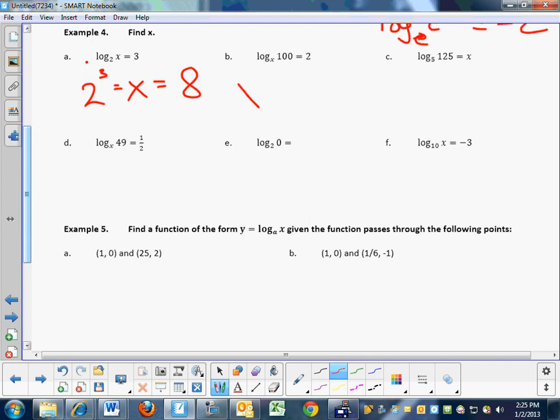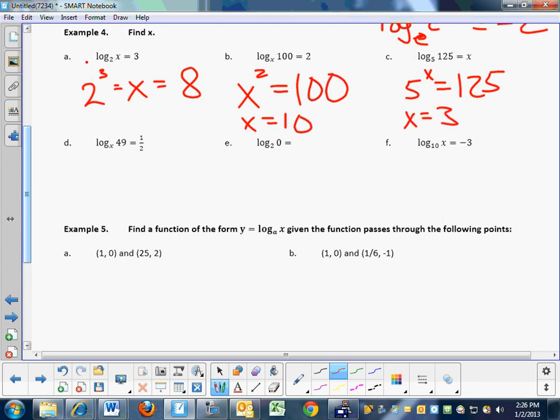If the base is x and the exponent is 2 equals 100. x squared equals 100. What is x? 10. 5 to the x power is 125. What do you have? x is 3.